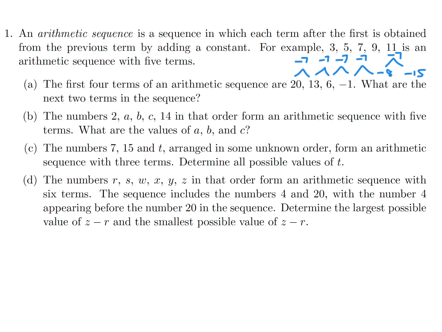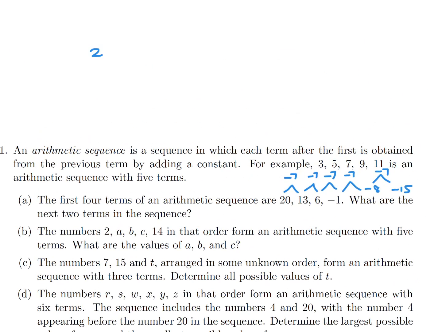The numbers 2, a, b, c, 14 in that order form an arithmetic sequence with 5 terms. What are the values of a, b, and c? So we have 2, a, b, c, and 14. Well, this represents the first term. I'll just call it a. I know it's a little confusing because you've got an a here, but a, a plus d, a plus 2d, a plus 3d, and a plus 4d.